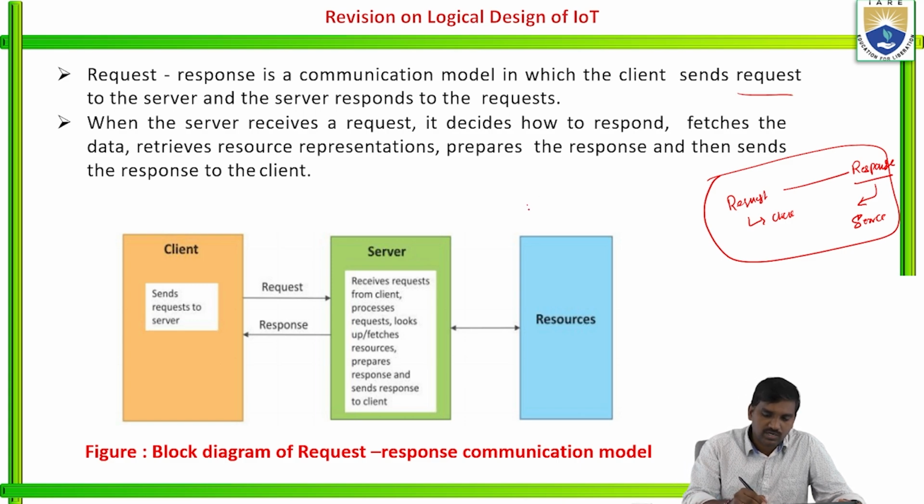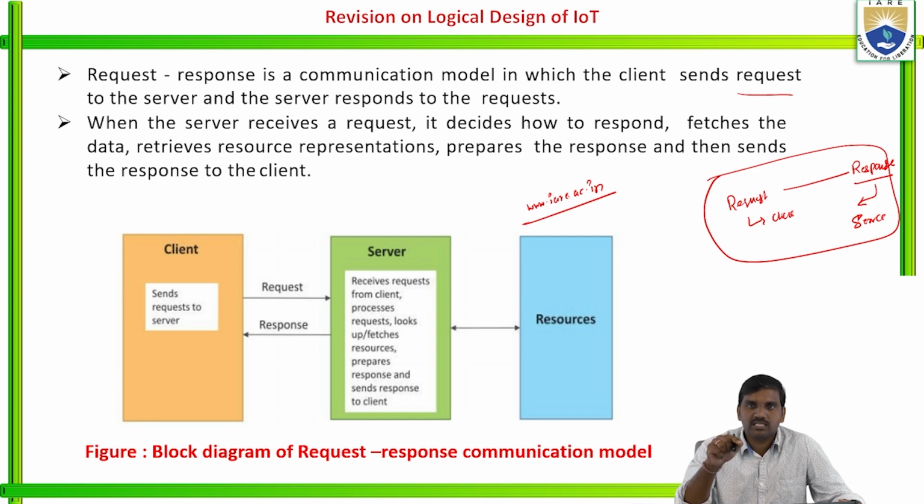For example, I want to open www.iare.ac.in, our college website. You type the URL, and when you click the enter button on the keyboard, the request is immediately sent to the server. The server fetches the information from the database, whether the site www.iare.ac.in is available or not. Then it immediately sends the response to the client, that is me. That is the process going on in the request response communication model.